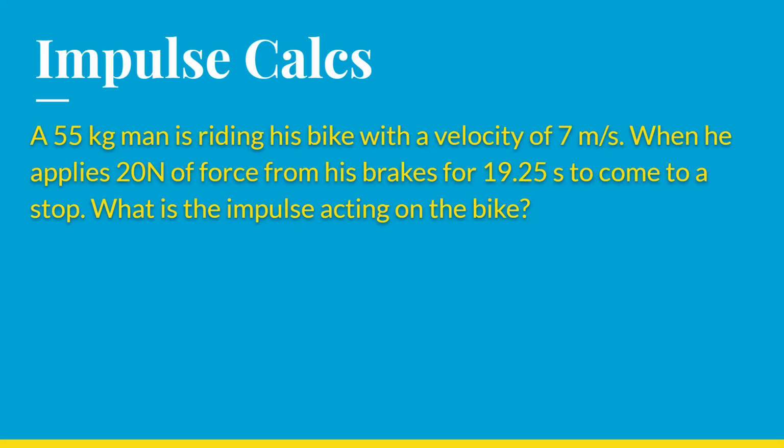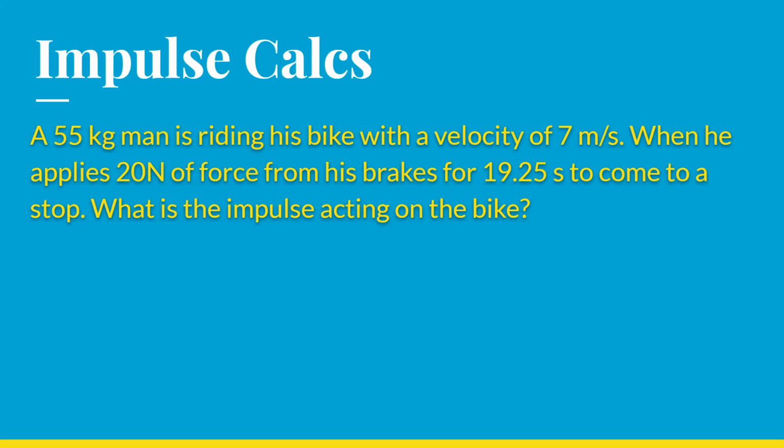So again, let's do an example calculation for this one. It says, a 55 kilogram man is riding his bike with a velocity of 7 meters per second. That sounds familiar because we did this in our last one, except now he applies 20 newtons of force from his brakes for 19.25 seconds to come to a stop. What is the impulse acting on the bike? Now he's changing his velocity, and that means you're going to have a change in momentum due to an impulse.